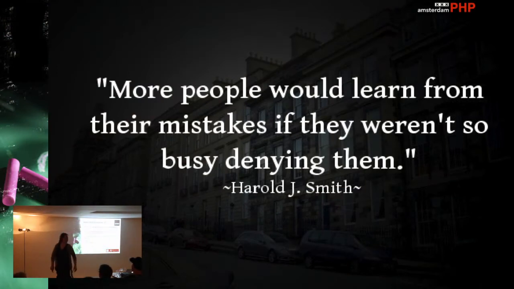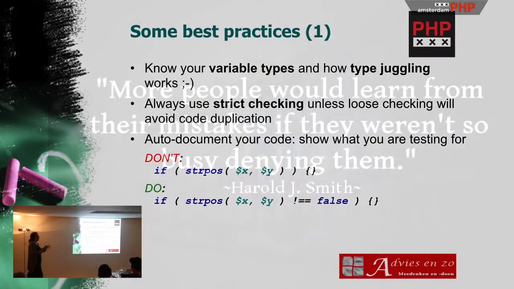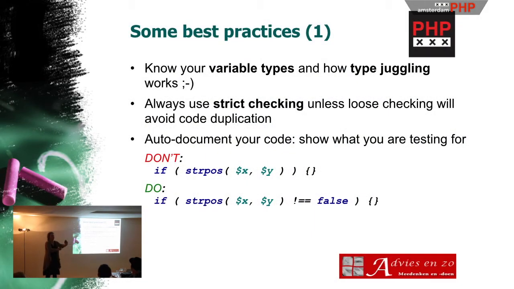Okay, now obviously, the whole giveaway of this talk is know your variable types and know how type juggling works. I'd really advise you to always use strict checking, and if at all possible, check for a variable type as well. Is string, is array, because your code will actually be a lot better.